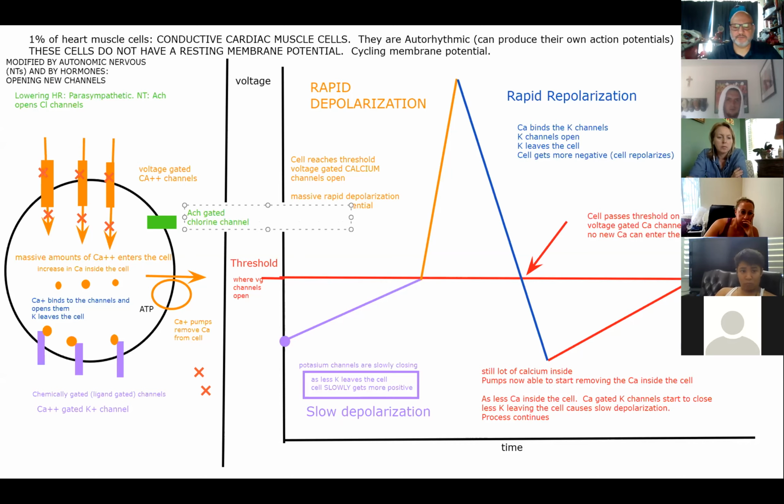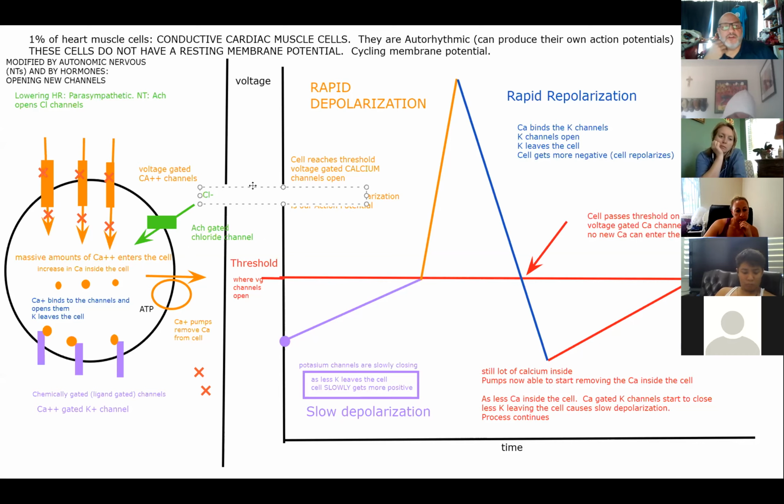Chloride channel. So when the acetylcholine opens it, which way does chloride go? Into the cell. Excellent. Chloride ions are going to enter into the cell.